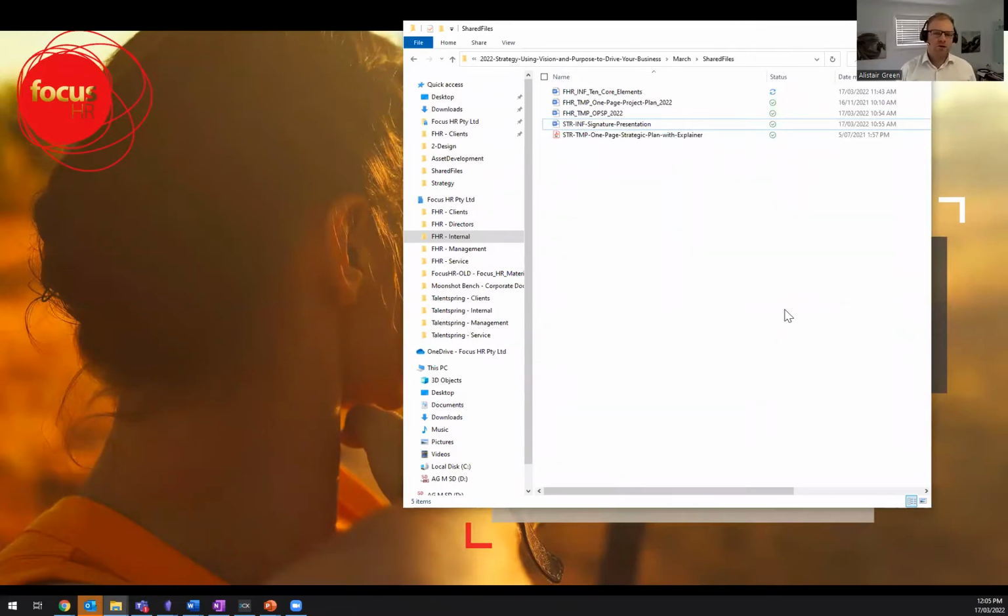I'm also going to give you the 10 core elements of strategic planning. And I have tried to flesh these out so much that you'll be able to run a strategic planning process internally if you'd like to, without any facilitation. So it's only high level, but it will give you the exact steps that I and the team here at Focus HR run through to deliver strategic planning.